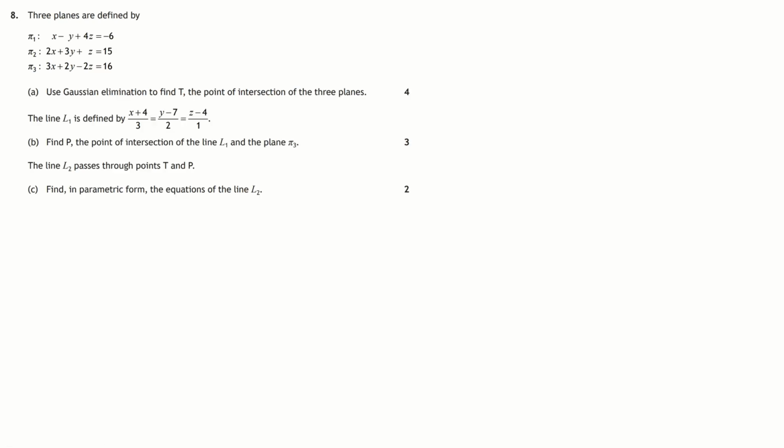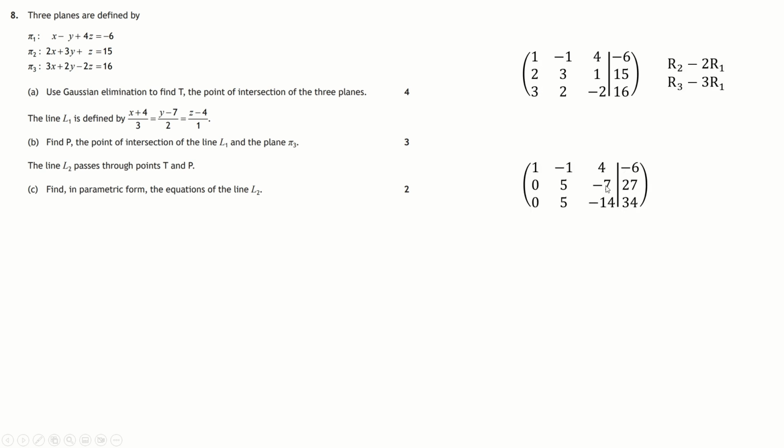Final question then. Part A, use Gaussian elimination to find t, the point of intersection of the three planes. It's pretty straightforward. Here's your matrix. You want these two terms in these two rows to be 0. So if you just do row 2 minus 2 lots of R1 and row 3 minus 3 lots of R1, then these should become 0.